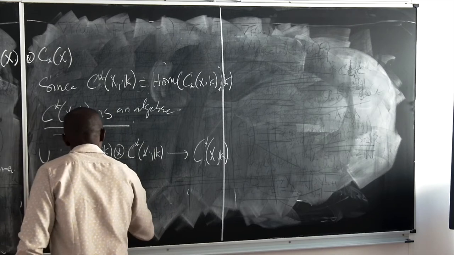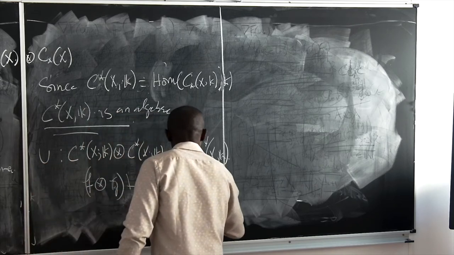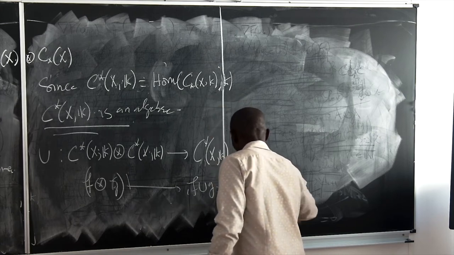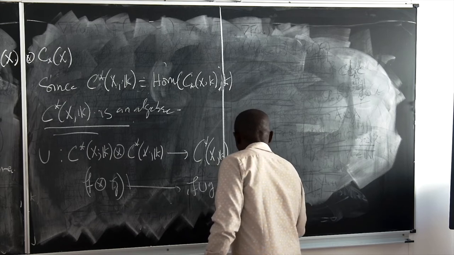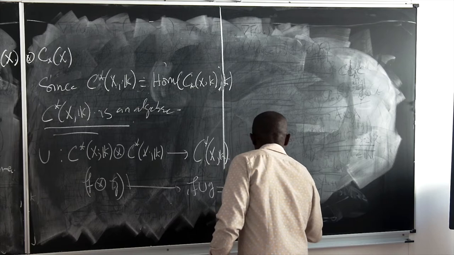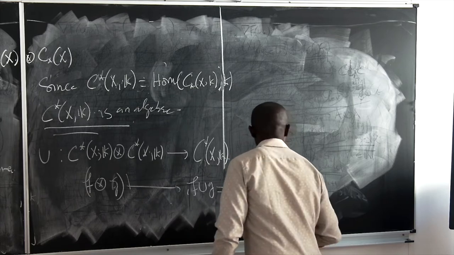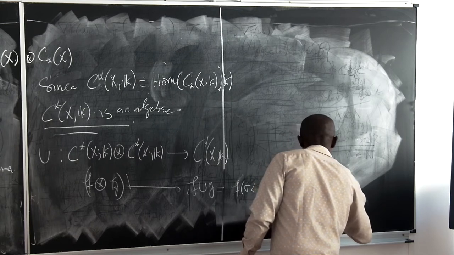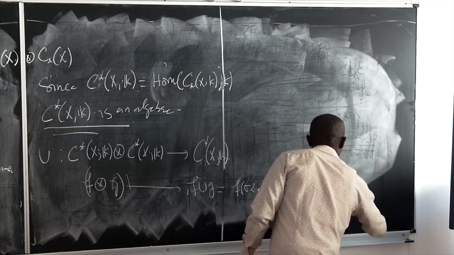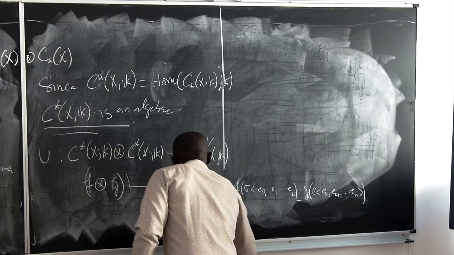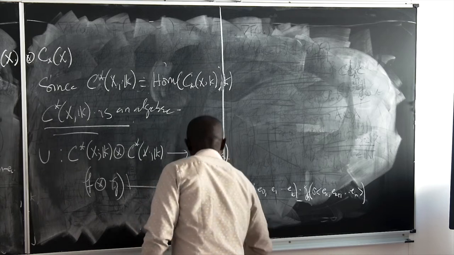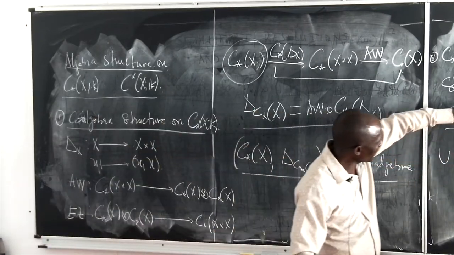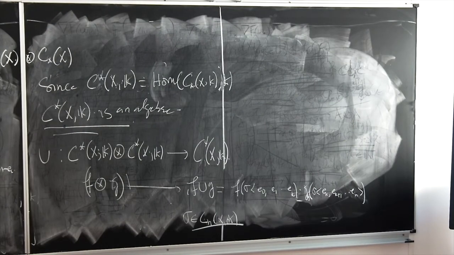Which assigns to any f and g, f cup g equal to f of sigma applied to e0, e1, ..., ek, dot g of sigma applied to ek, ek+1, up to en, for some sigma in Xn, in CnX. Okay, we have this. So now we have the structure of coalgebra here, the structure of algebra here. So the first one is a coalgebra, and the second one is an algebra.